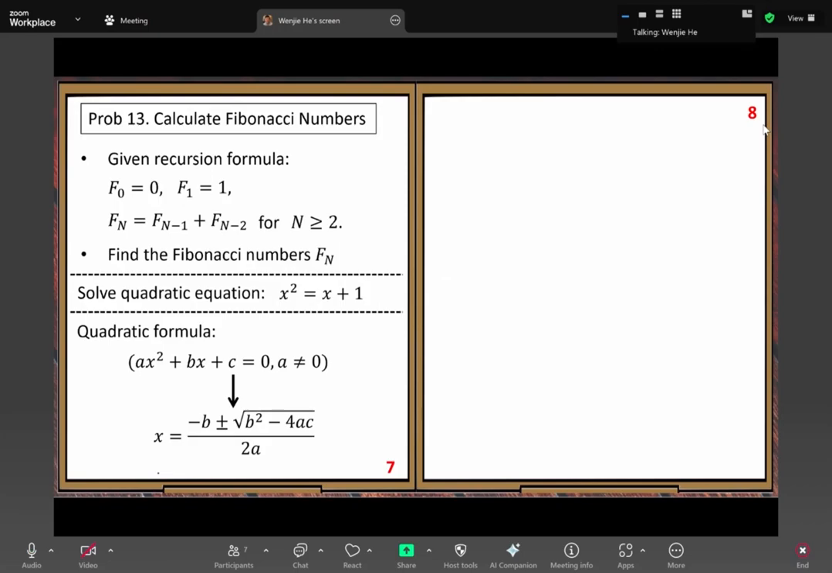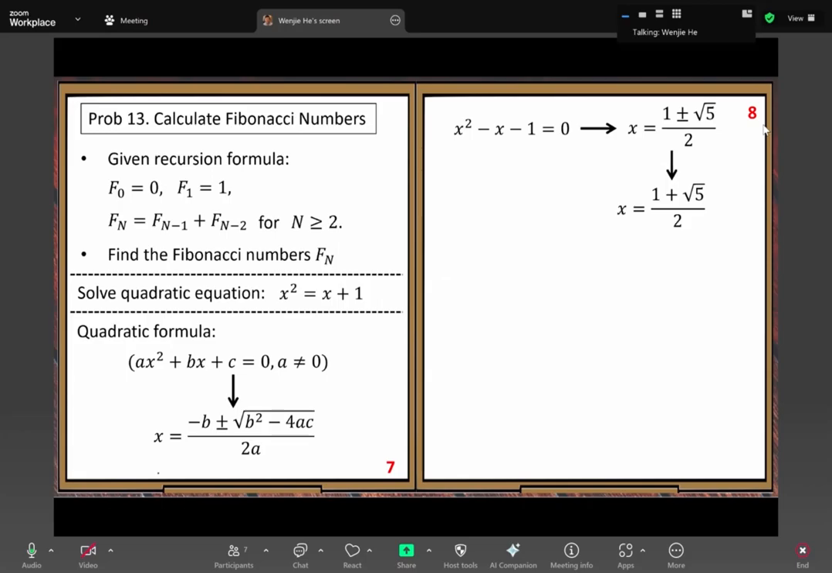Now, let us apply this formula to our current quadratic equation. A is 1, B is negative 1, C is also negative 1. So let us plug into the formula. We get x equals 1 plus or minus, two possible solutions, root 5. B squared minus 4ac, 1 plus 4, is root 5. Then the denominator is 2. So here there are two possible solutions.